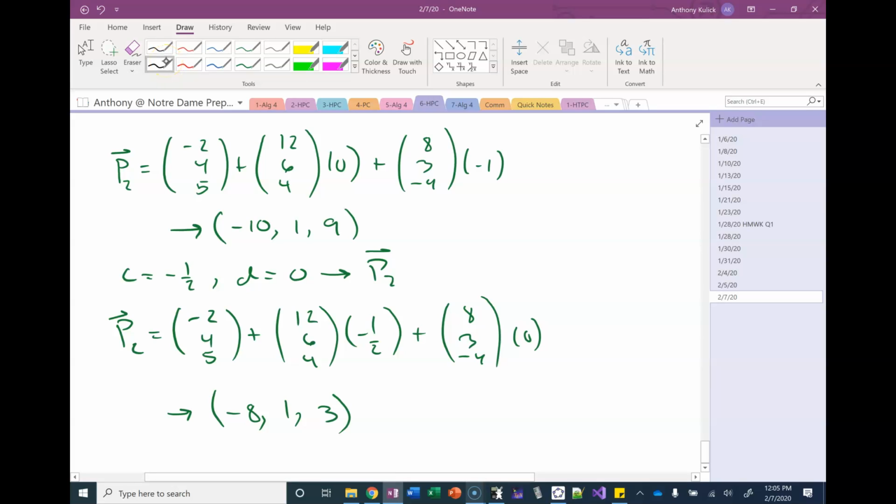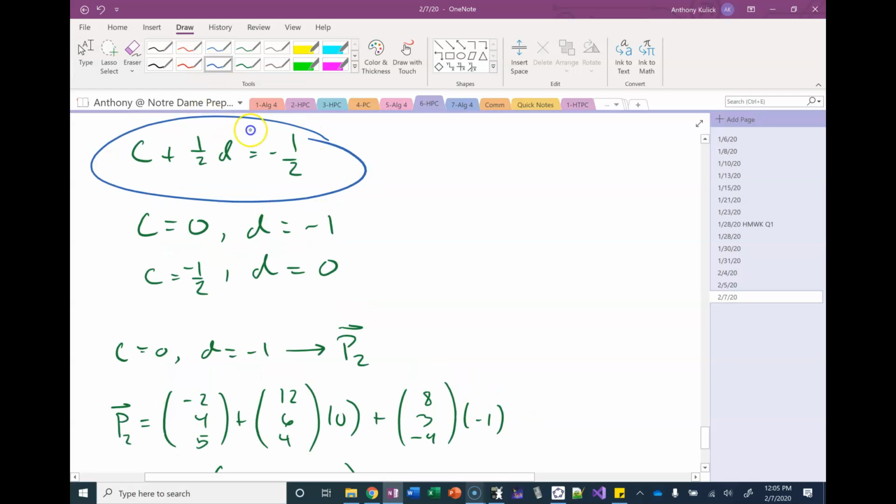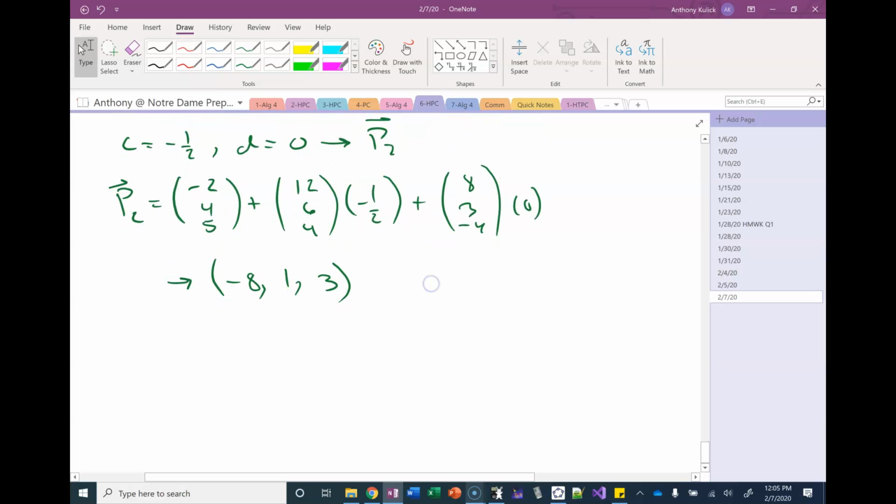So what is special about these 2 points that we've just found? These 2 points are on the intersection. By using this C and D equation here, we're able to find points that are actually on the intersection of these 2 planes. So if I have 2 points, we can write the equation for a line, right? So this is our equation for a line.